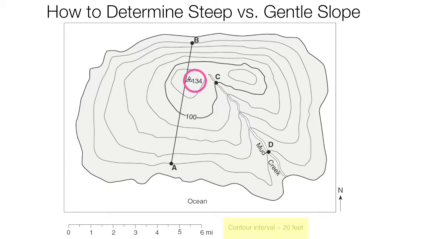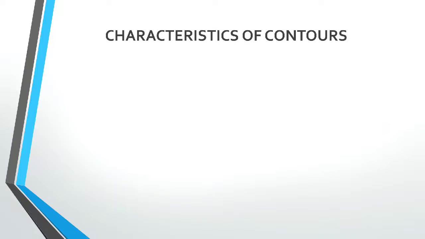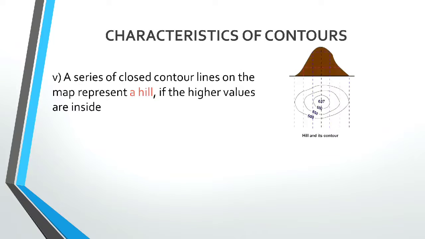Now we proceed to the characteristics of contour number 5. A series of closed contour lines on a map represents a hill if the higher values are inside. So this is the example. As you can see in the figure, the inside value is higher than the outside, so it represents a hill on the map.